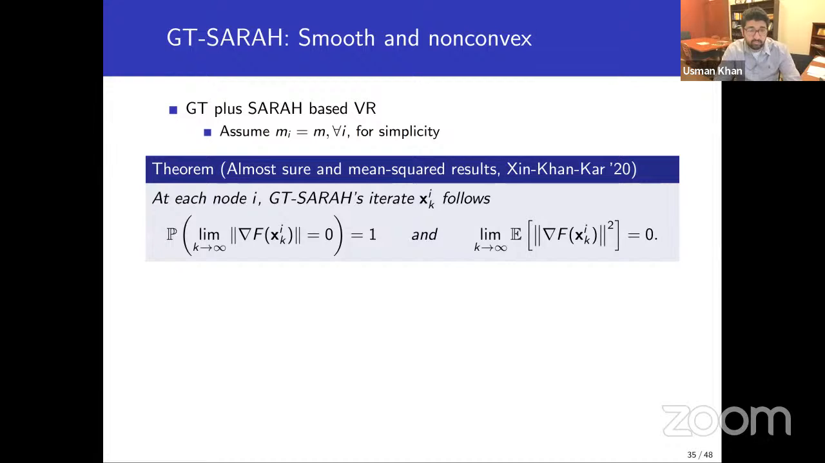So quickly, I want to describe the results on GT gradient tracking plus SARA-based variance reduction, where for simplicity, we assume that each node has the same number of data points. In our paper, we have shown almost sure and mean square convergence for the GT SARA iterates. And again, if you recall, this is a non-convex problem. So the metric we have is the norm of the gradient of the sum. So the norm of the gradient of the sum, in the limit as k goes to infinity, is 0 almost surely. And we also have the mean square result.